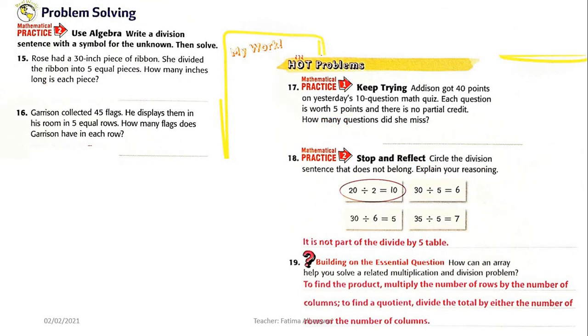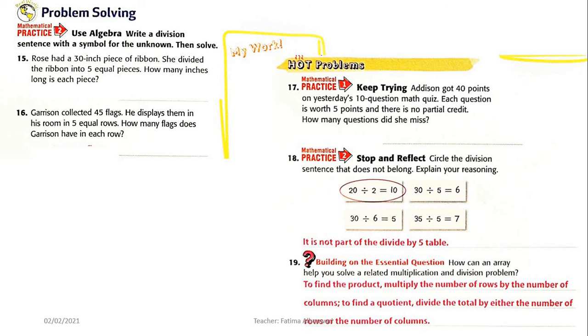Let's solve question number 15. Rose has a 30-inch piece of ribbon. She divided the ribbon into 5 equal pieces. How many inches long is each piece? What do you think, grade 3? What do you have to use, multiplication or division?